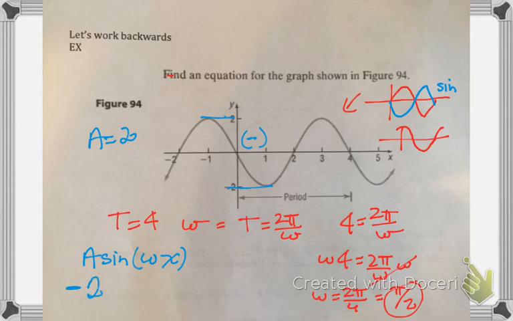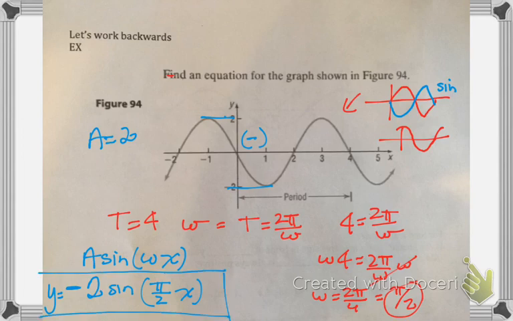Okay, so we know we have a negative that flips it over the x-axis. We know the amplitude is 2. And we know omega is pi over 2. So here is my graph. y equals negative 2 sine of pi over 2 x. And that's how you work it backwards. And that's the end.